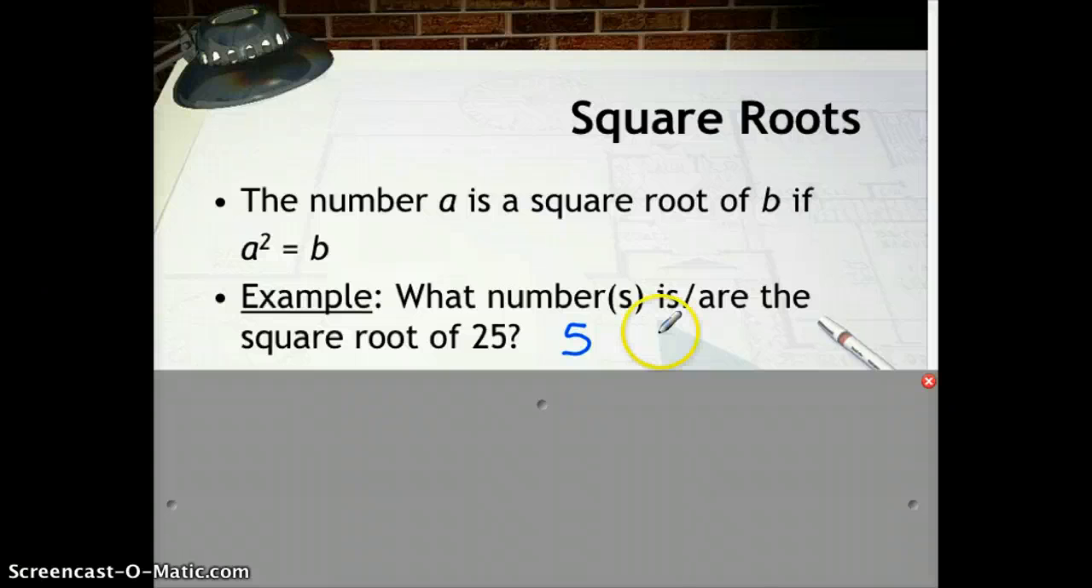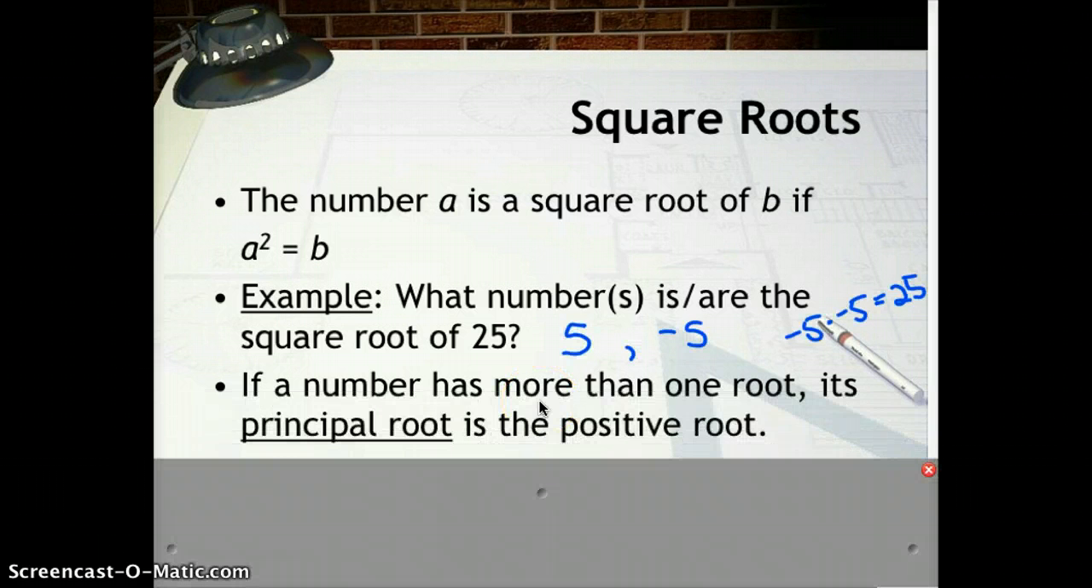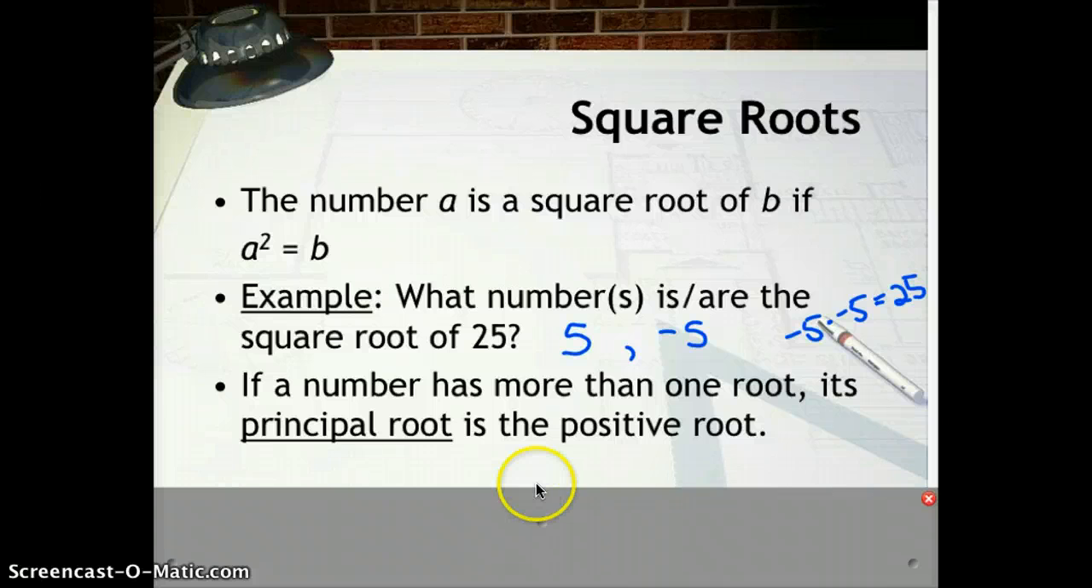Okay, did you come up with -5? Because it's true that -5 times itself also equals 25. So when I ask you the numbers that are the square roots of 25, both 5 and -5 work. Okay? If a number has more than one root, its principal root is the positive root. So if I ask you for the principal square root of 25, you could just say 5 in that case.